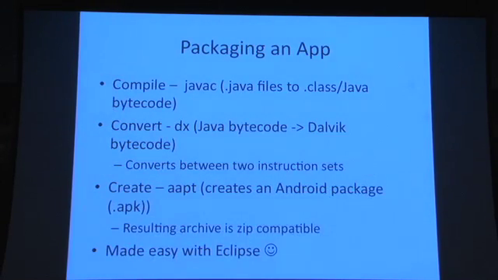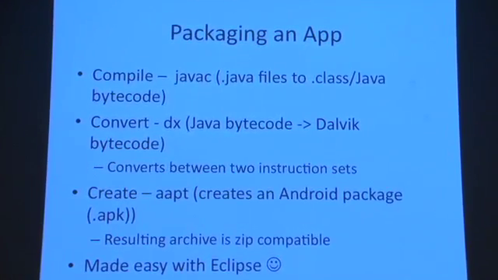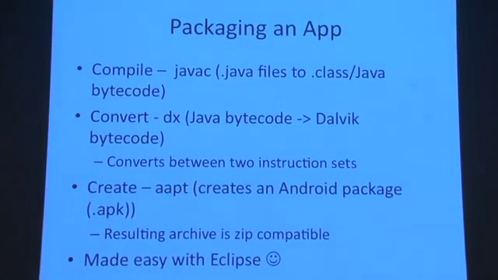All right. So to actually package an app, we have to go through all of these steps. So we have to compile it using Javac. This is the compiler that we used last week to compile Java files. And then we also convert it to the Dalvik bytecode. So this is Java bytecode that you have in your .class files to the Dalvik bytecode. And you're just basically converting between the two instruction sets.